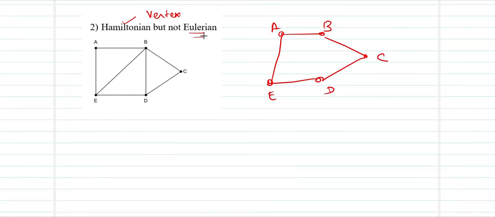But is it Eulerian? E for edges. Does it cover all the edges? No. We notice that this edge hasn't been traversed, this edge hasn't been traversed, which ignores these edges, and hence you cannot call this graph an Eulerian graph.